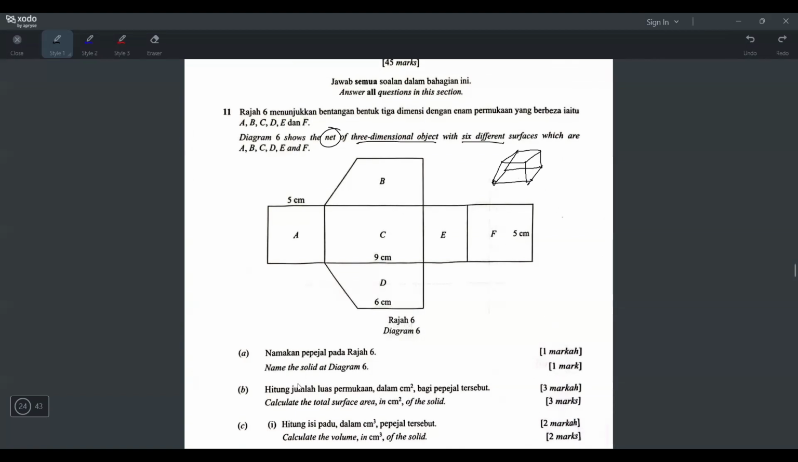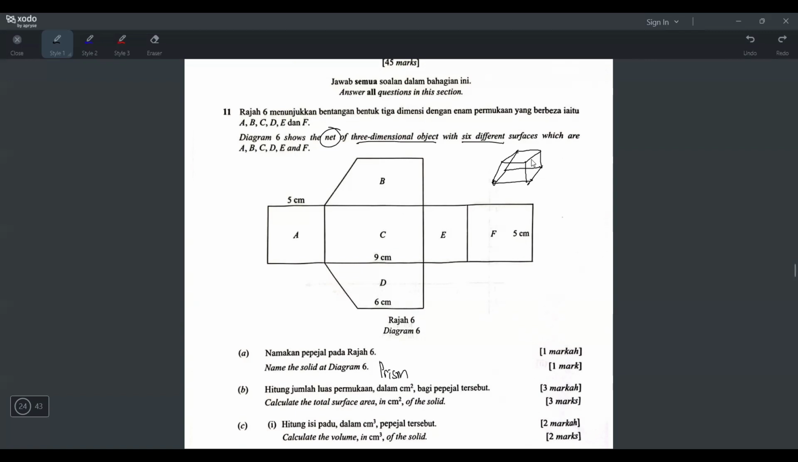So A, it says name the solid at diagram 6. Okay, this shape we call it prism. Okay, so 3D shapes, you learn a lot of 3D objects. You learn about cylinder, sphere, cone, pyramid, cube, cuboid, banyak. Okay, banyak 3D shapes, right? But for this shape yang like this, yang ada cross section, that we call it prism. Okay, and it's a prism with the trapezium being the cross section.